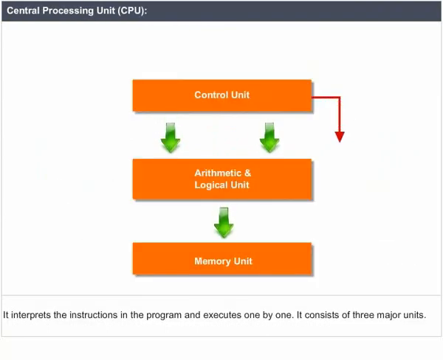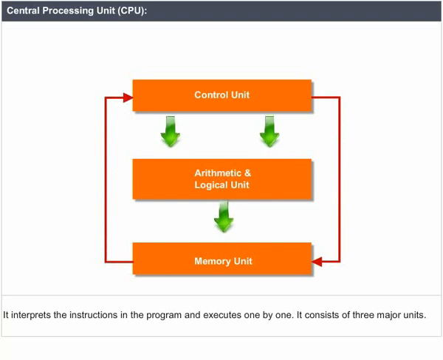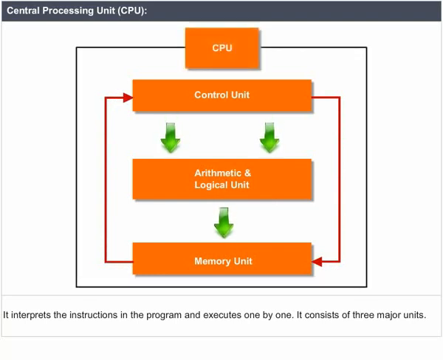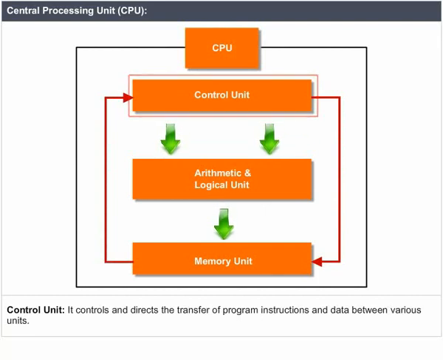Central Processing Unit, CPU. It interprets the instructions in the program and executes them one by one. It consists of 3 major units. Control unit. It controls and directs the transfer of program instructions and data between various units.